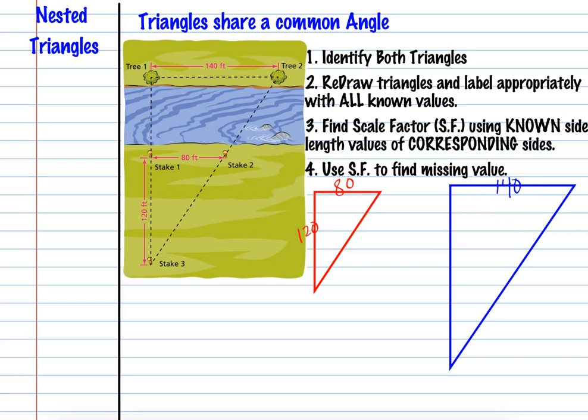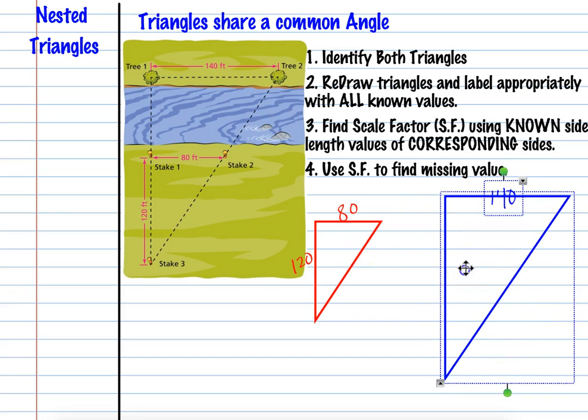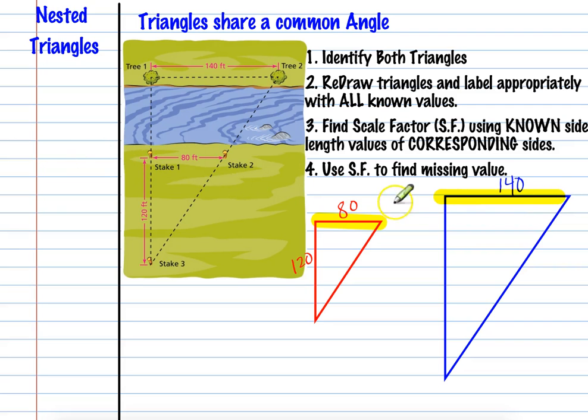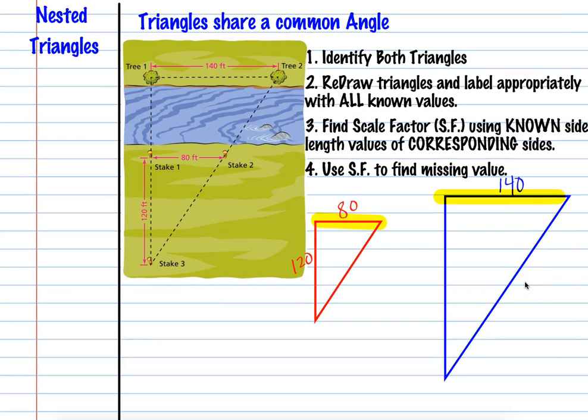So what I want to do is use my scale factor, because nested triangles with parallel lines are going to be similar. I'm going to use my scale factor to compare my two items. Now these two side lengths here are going to be corresponding. They're the same part of the triangle. So I'm going to find out the scale factor from one to the next.